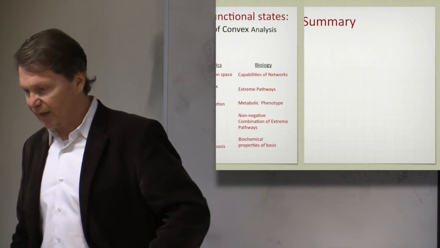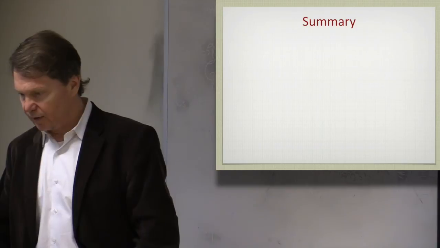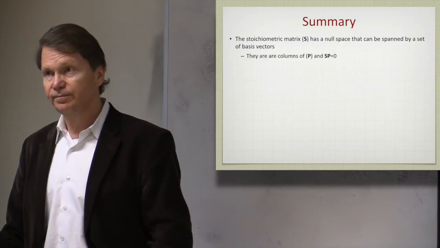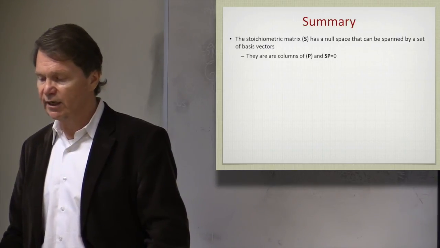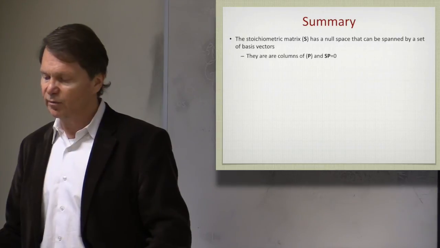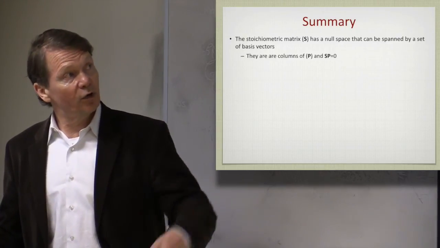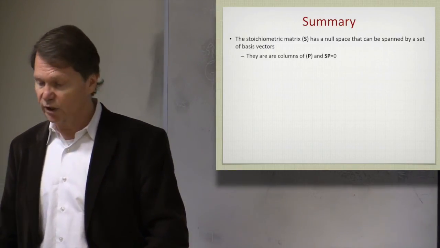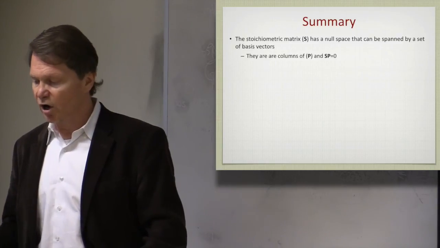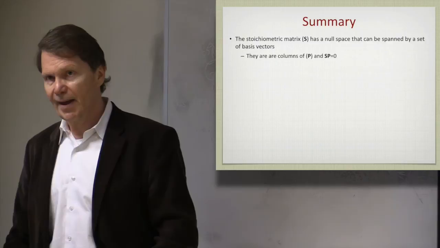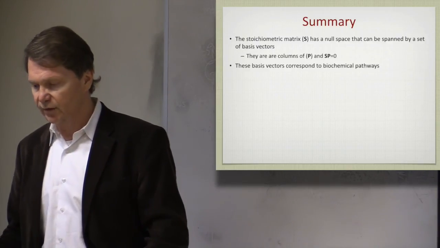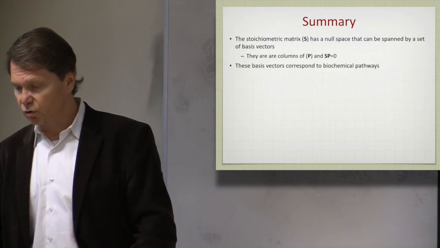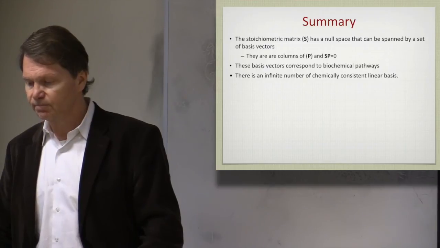All right, so that is the end of the lecture. A few summary bullet points here at the end. So the stoichiometric matrix has a null space that contains all the steady state flux distributions. It is spanned by a set of basis vectors, which we can organize in a matrix called P. And if you multiply S from the right with P, we should get a 0, because every basis vector, every column in that matrix P is completely balanced. It's a completely balanced vector. We know now that these basis vectors correspond to biochemical pathways.